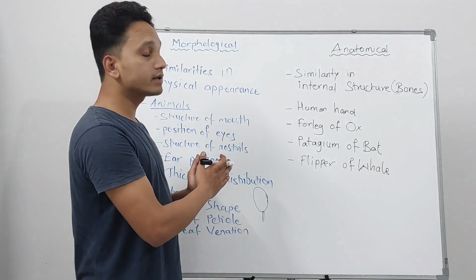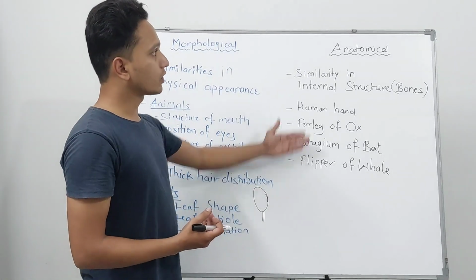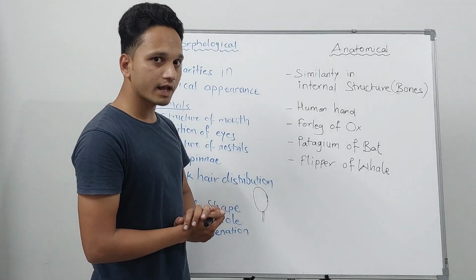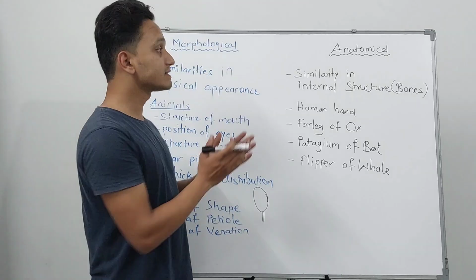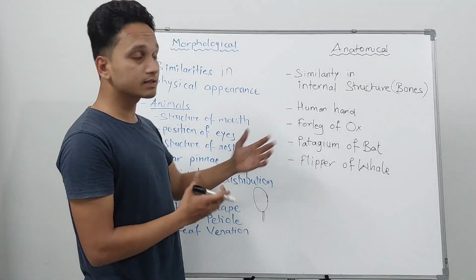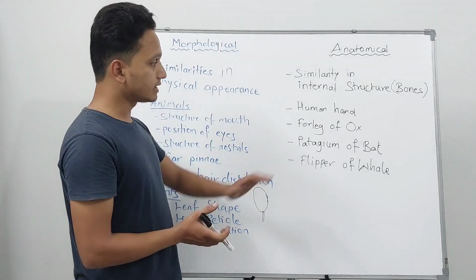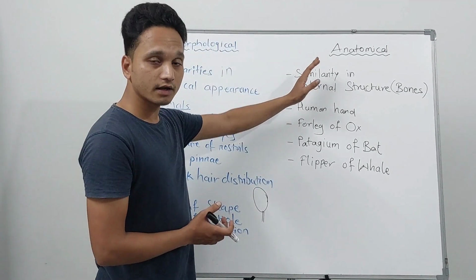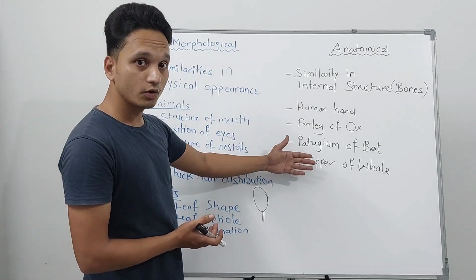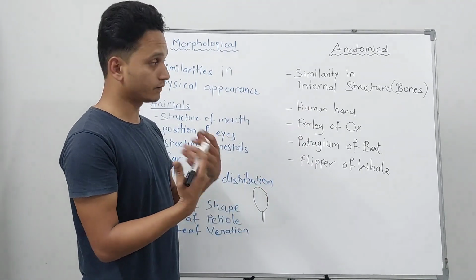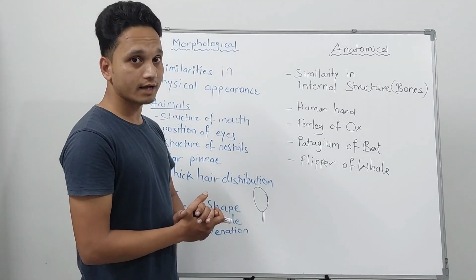So they show great similarities in the internal structure as well. This is what we call anatomical evidences. If these animals were not evolved from a single common ancestor, they should not have shown these kind of similarities in their internal structures as well. So these internal structures, like anatomical studies, tell us that all these organisms might be looking different in their physical characteristics, but they are coming from a single common ancestor.